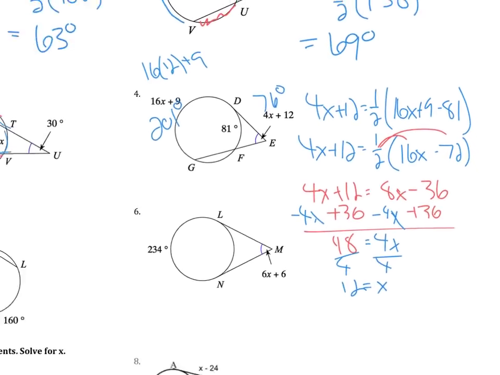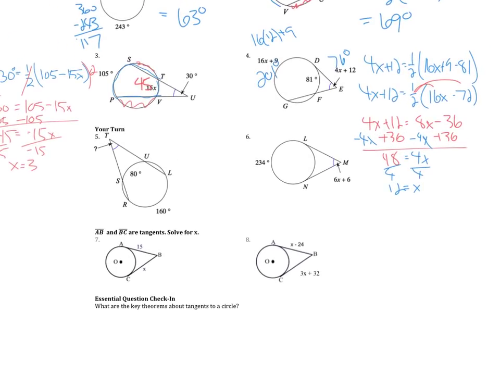All right. So you have 2 problems there, 5 and 6. That is your turn. So go and work on those. So on number 5, your answer for measure of angle T should be 40 degrees. And then on number 6, you should get x equals 8, which then would give you 54.